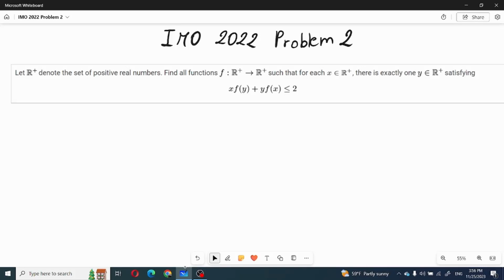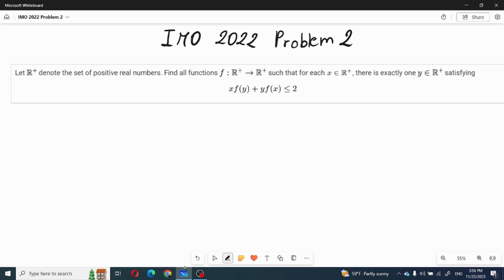Hello, today I want to solve IMO 2022 problem 2. In this problem we are given positive real numbers and functions f from positive real numbers to positive real numbers such that for every number x there exists exactly one y such that x times f(y) plus y times f(x) is less or equal to 2.